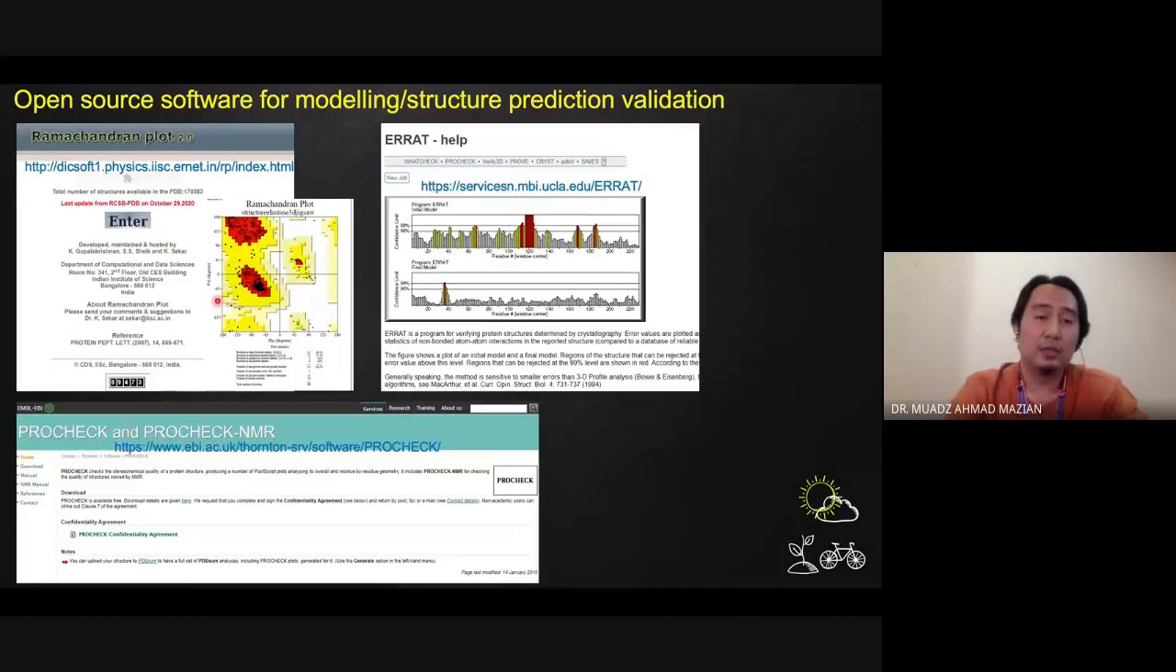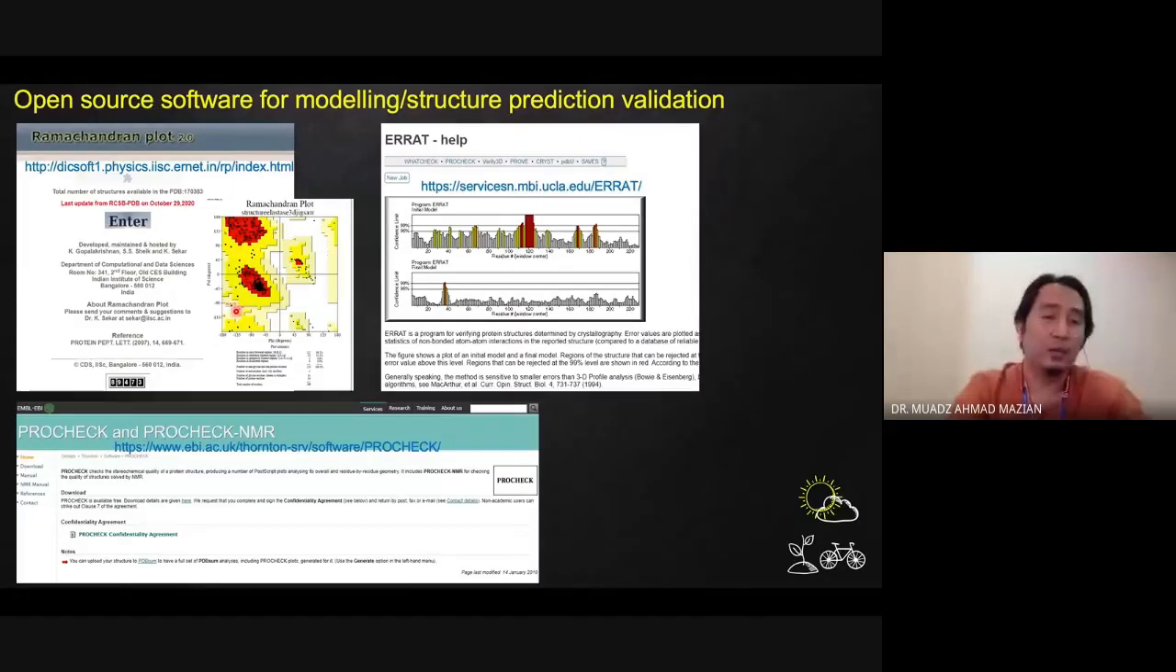There is a lot of open software that you can try, for example Ramachandran plots, ERRAT, ProSA. You just deposit any type of protein and a result like this will come out. From a result like this, there is a lot of information you can extract and put into your observation analysis.